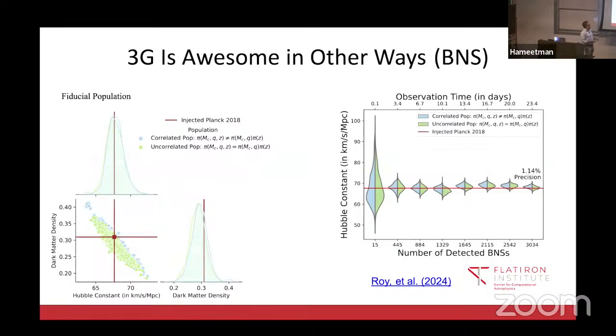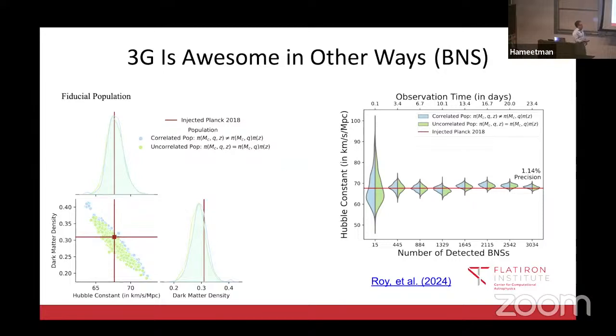You can play the original Finn and Chernoff game, right? All binary neutron stars are 1.35. That's not true, but pretend that all binary neutron stars are 1.35. Use that to measure redshifts. And you have so many sources that you can achieve percent level precision, say in the Hubble constant, with merely 20 days of observing time, provided that the mass function of neutron stars does not also evolve with redshift.